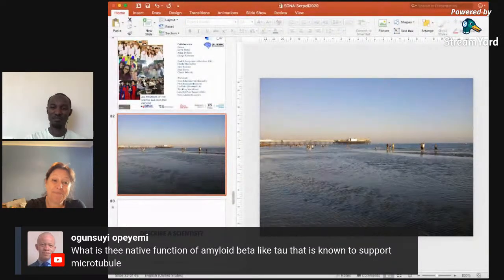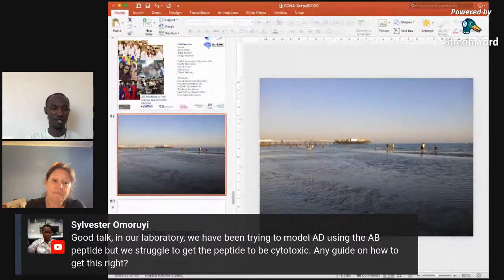Cool. Okay, so we've got a question from Sylvester. He said, good talk. In our laboratory, we've been trying to model AD using A-beta peptide, but we struggle to get the peptide to become cytotoxic. Any guide on how to get this right?